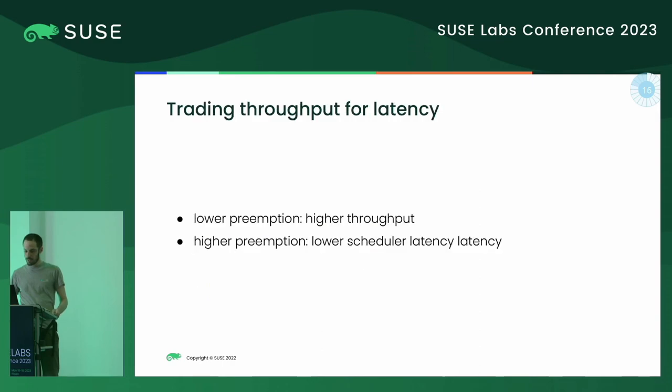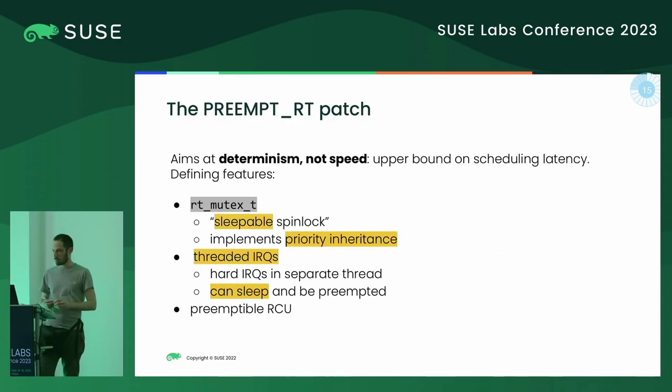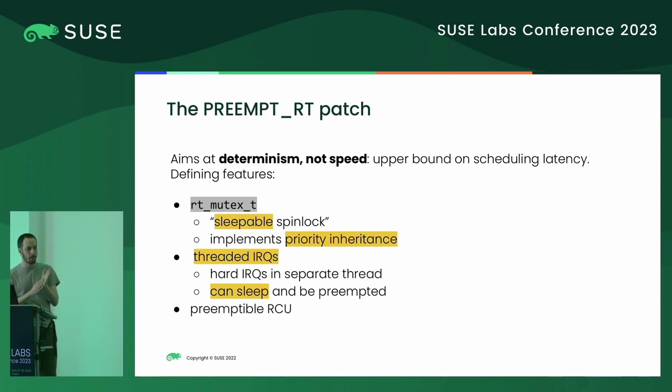Ah, preempt-RT. Okay, let's do preempt-RT, I promised. Preempt-RT: determinism, not speed. It's not a patch that gives you low latency. It's a patch that gives you predictability. You want an upper bound on the worst case execution, and this is what the project is about.